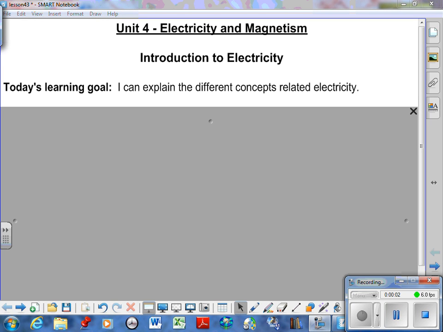Hello and welcome to Unit 4, Electricity and Magnetism. Today I'm just going to go through an introduction to electricity, some of the stuff you might know, and some of the stuff I want to review and make sure everyone's on equal ground in terms of terminology. So, today's learning goal, I can explain different concepts related to electricity.